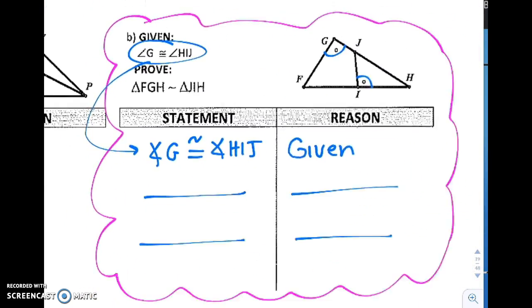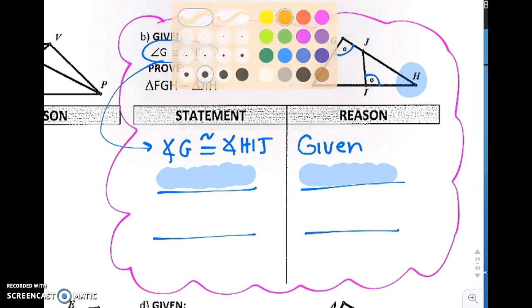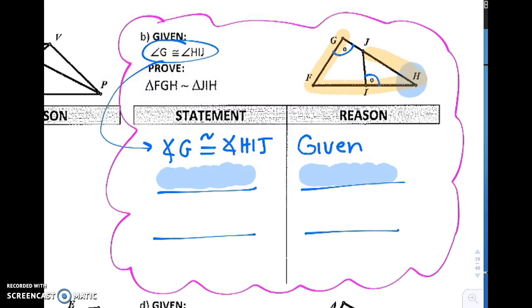First one I want you to do is B, and you can see I got you started by putting the given down, and I marked it on the picture as a pair of angles that are the same. The next line, right here, I'm not going to write it so you can't copy it, but right here would be the second angle, which is right here. Angle H is congruent to itself, and that's the reflexive property, because angle H is in this triangle, and it's also in this triangle. And they share it right there. So angle H is congruent to angle H by the reflexive property.